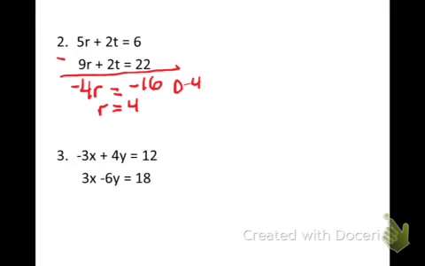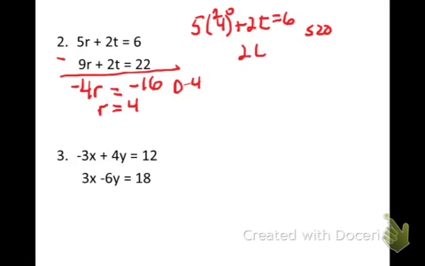Again, put it back in either one of them. I think I'll put it in the first one. So we have 5 times 4 plus 2t equals 6. 5 times 4 is 20. So I would need to subtract 20 from each side and get 2t equals negative 14. Divide by 2 and get t equals negative 7. Again, remember the first letter of the alphabet is what represents your x in this case, so it would be the ordered pair 4, negative 7.